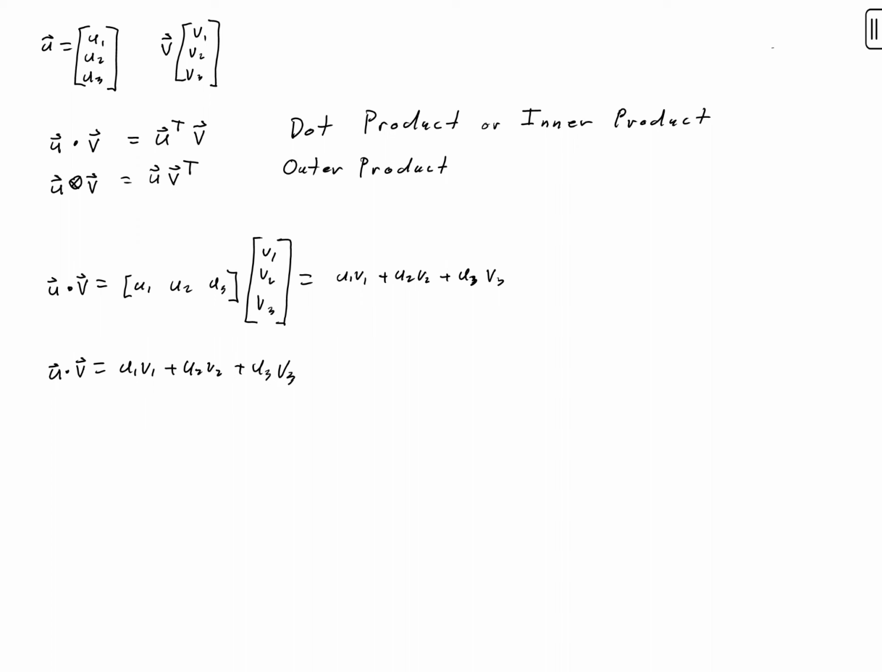Notice if I do this the other direction, v dot u, I get v1 u1 plus v2 u2 plus v3 u3. But these are the same thing because now we're talking about scalar multiplication, and the order of scalar multiplication doesn't matter. So we have our first significant result on the dot product: u dot v is equal to v dot u.